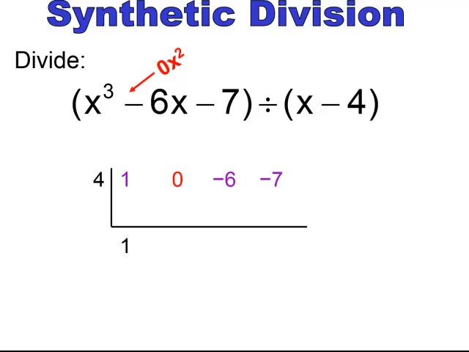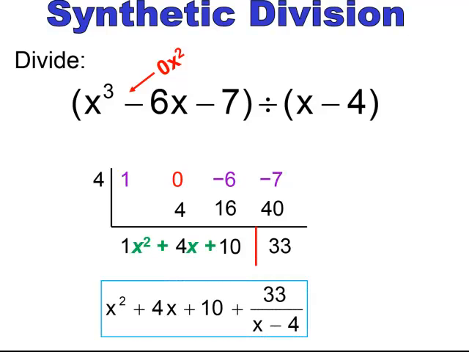4 times 1 is 4. Put it in the next column. Add down. 4 times 4 is 16. Put it in the next column. Add down. You get 10. 4 times 10 is 40. Add down. You get a remainder of 33. And then add your variables back in, reducing it by 1 exponent. So we get x squared plus 4x plus 10 plus 33 over x minus 4.